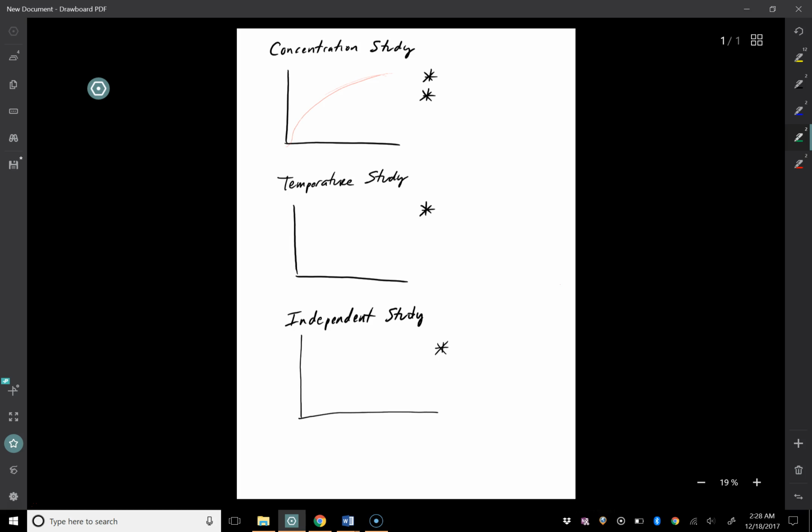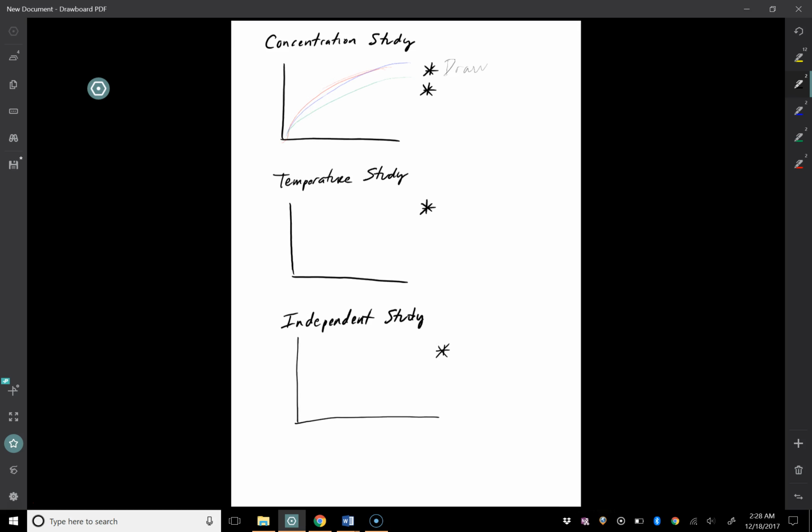1, let's do them in different colors, 2, 3. So just make sure that you are drawing the tangent line. Should zoom in on that a little. Or not. Oh, there we go.